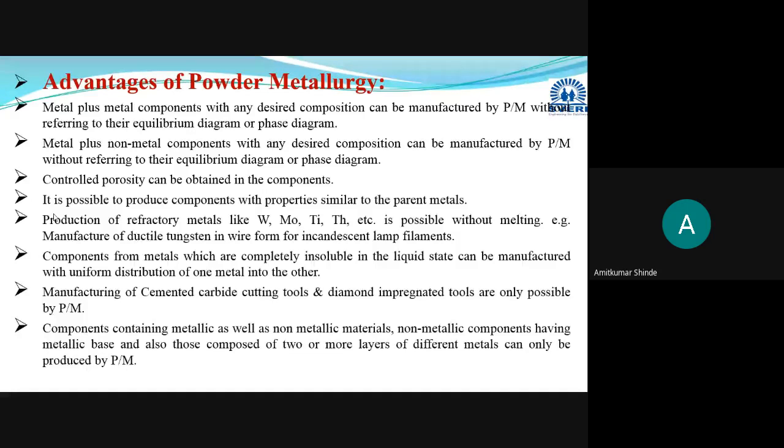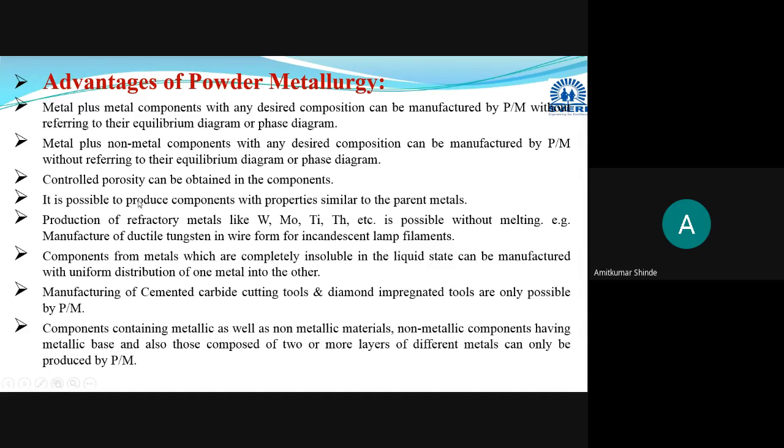And the next advantage is, whichever refractory metals are there, like tungsten, molybdenum, titanium. These are the refractory metals, and they have a very high melting point. Some metals have a melting point above 2000 or 2500 degrees Celsius. Then it is almost impossible to manufacture these refractory metals by any other method, so you can use the powder metallurgy technique here.